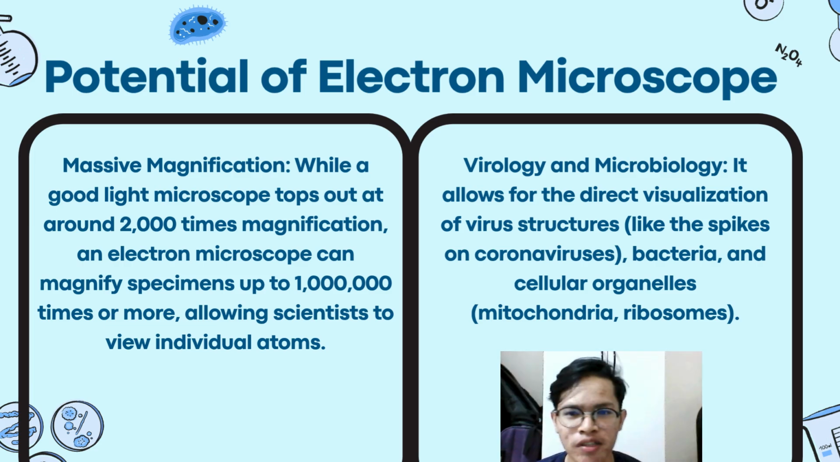I will talk about the potential of the electron microscope. The first one is massive magnification. While a good light microscope tops out at around 2000 times magnification, an electron microscope can magnify specimens up to 1 million times or more, allowing scientists to view individual atoms.